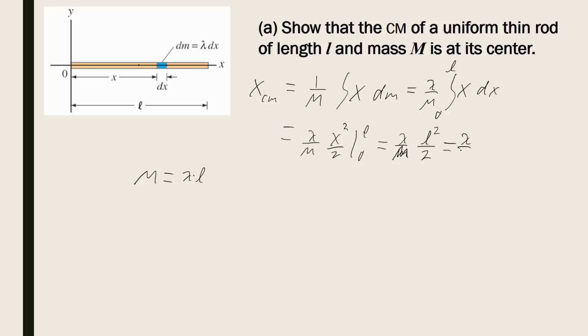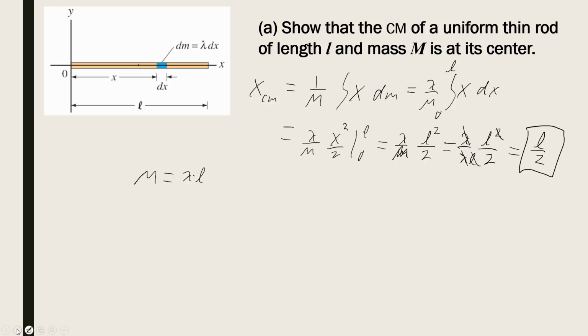So if we substitute that in for M down here, we're going to have lambda over lambda L times L squared, all over 2. The lambdas go away, one of the L's goes away, and we get what we expect, which is L over 2. The center of mass is right in the middle of the rod.